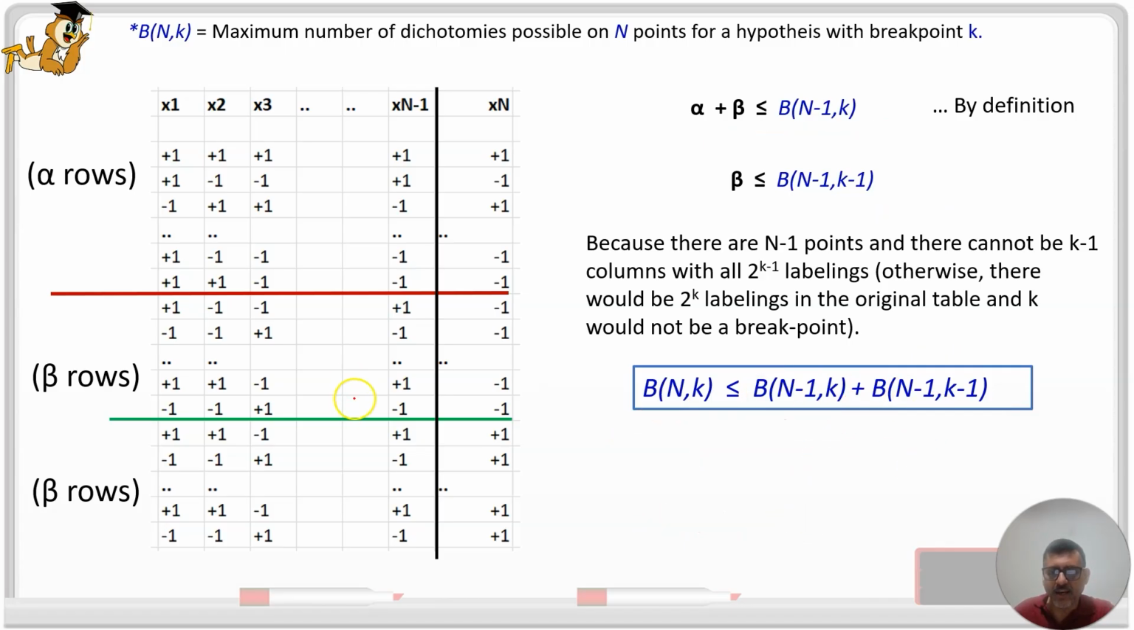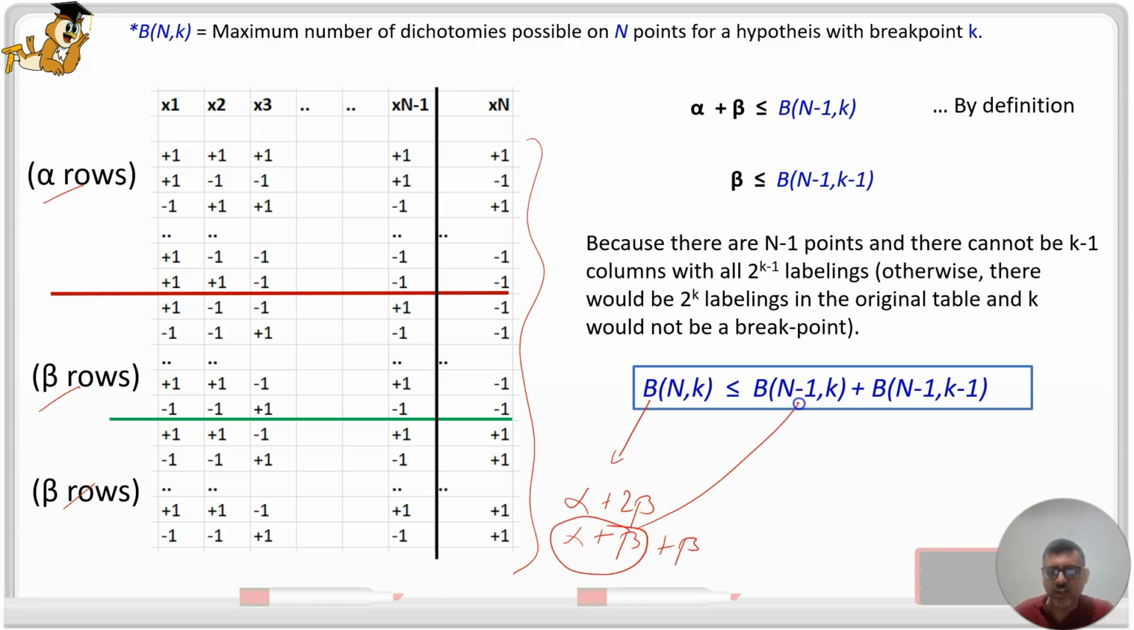Remember, I'll repeat because this can get a little bit tricky. This is simply alpha plus 2 beta. That's the total number of rows in this entire table, which is alpha plus beta plus beta, which is alpha plus 2 beta. We have shown that alpha plus beta is less than or equal to this. We have shown that beta is less than or equal to this, and therefore we have shown this particular identity.